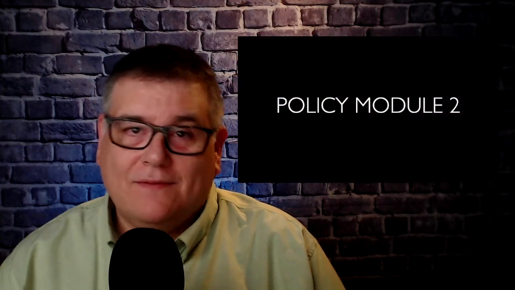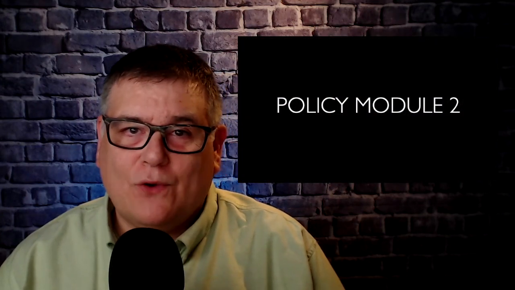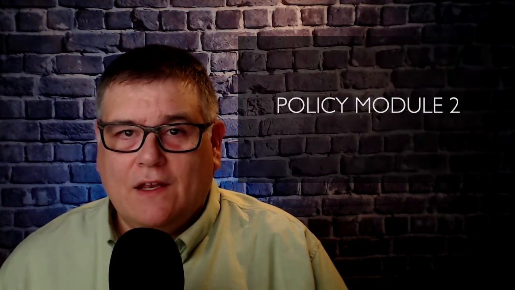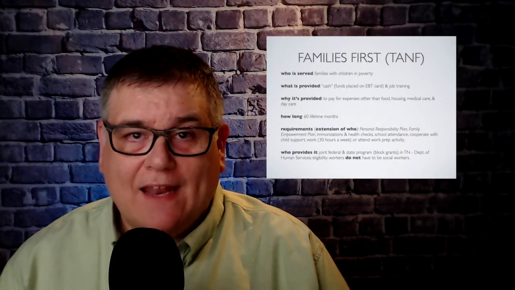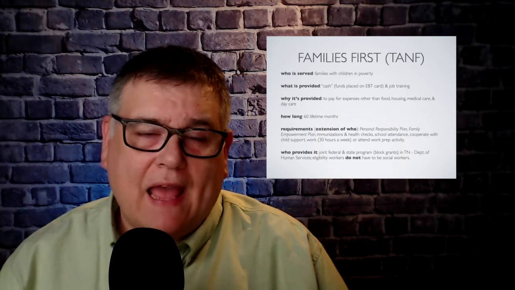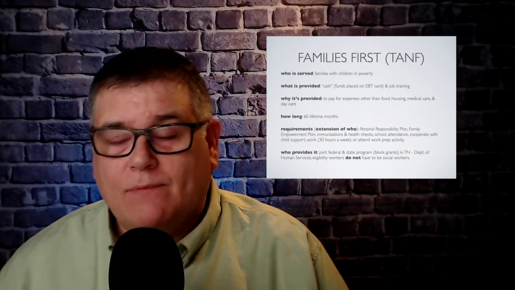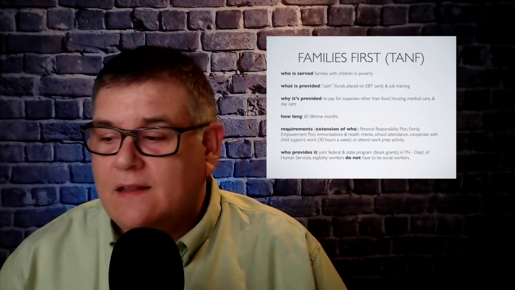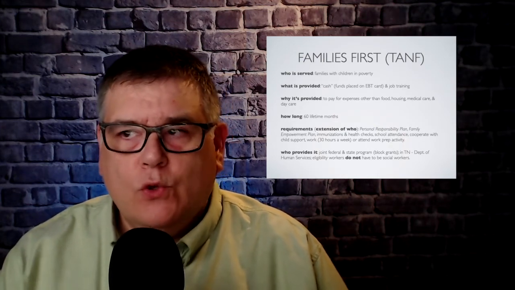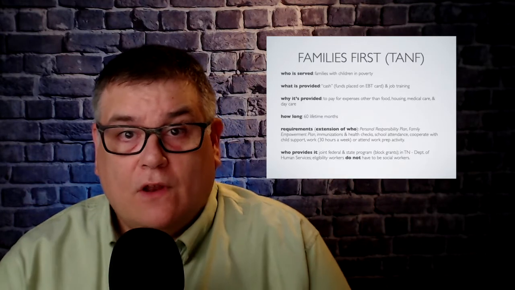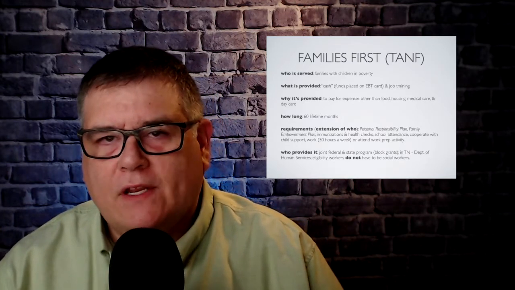Okay, welcome back. This is Module 2 in the Social Work Policy series. At the end of Module 1, we were talking about Families First, which is TANF in Tennessee, and we looked at some of the major components of that: who it benefits, what's provided, what the requirements are, why it's provided, the goals, who can provide it, those kinds of things, and also the time limit on that particular program. So now let's continue looking at how policies can be categorized.